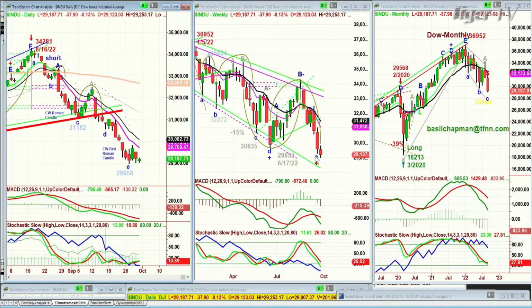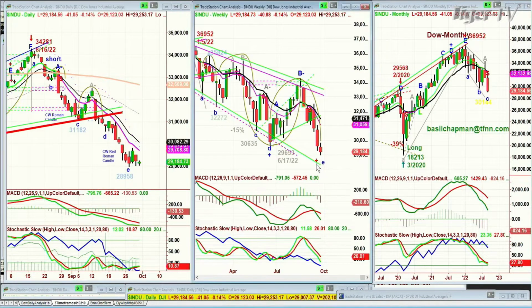Hi everyone, Basil Chapman on this Friday, the 30th of September. We're wrapping up the month. Look, here's the candle for the Dow. What an ugly candle. In leg C to the downside in the monthly chart, leg E in the weekly chart, making that pattern they call the dreaded H. It's gone underneath the left side low. This is the second week.